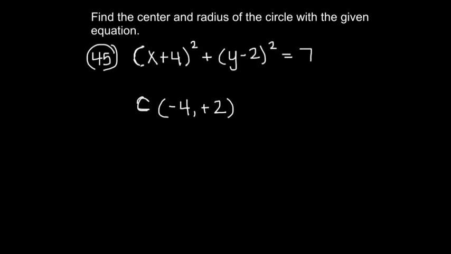The radius then is the square root of the number that's by itself, the square root of the constant. In this case, the radius is just the square root of 7.